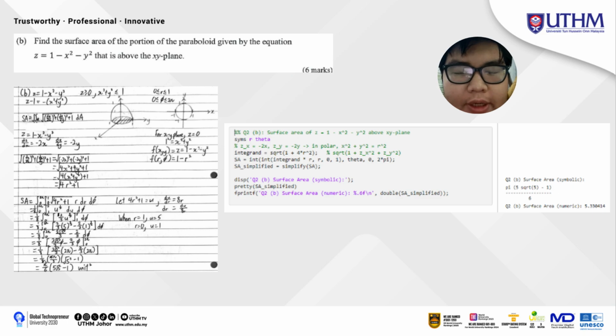So let's take a look at the right side, which is the verification of our answer from MATLAB. As we can see, we declare all the data first, and after that we let it calculate the answer and show the answer of the surface area in symbolic and also numeric form. The symbolic answer is totally the same as our manual calculation.